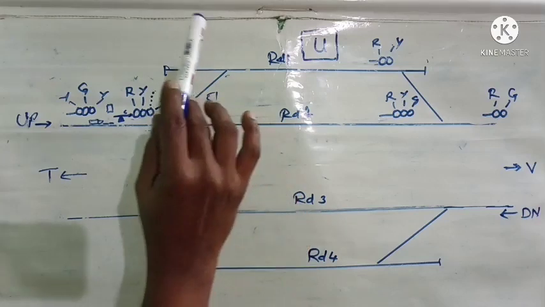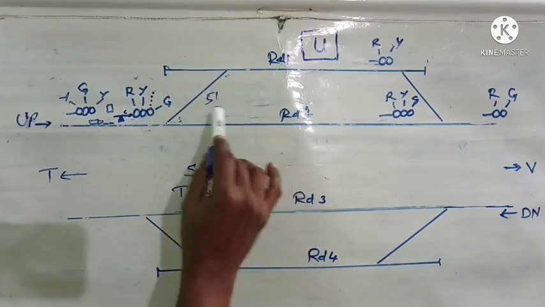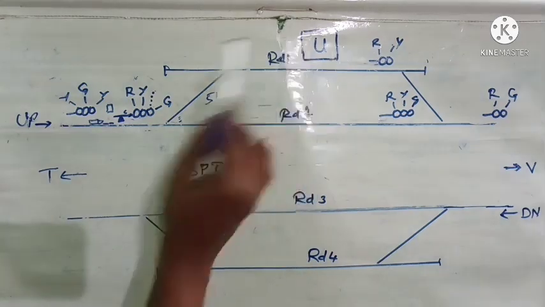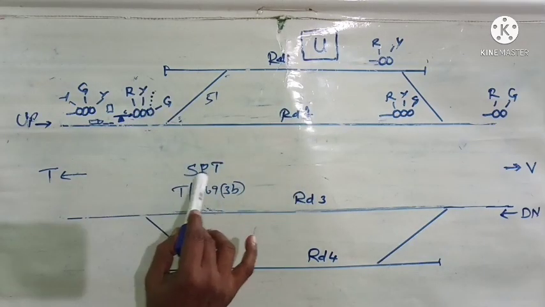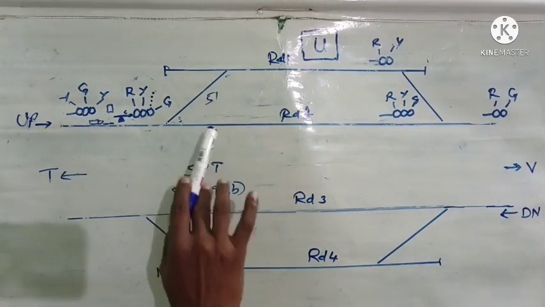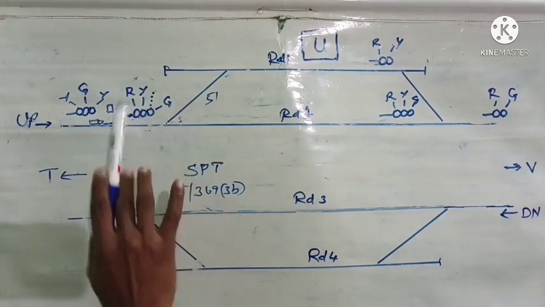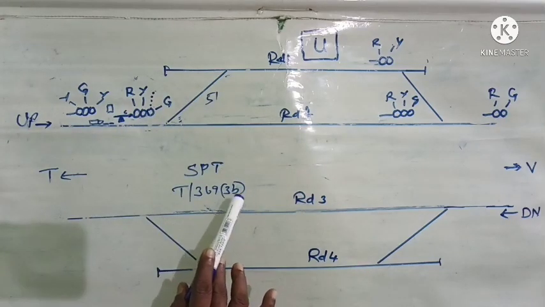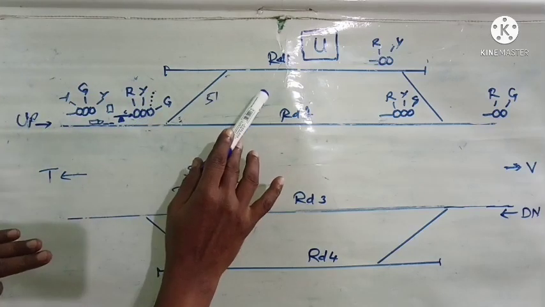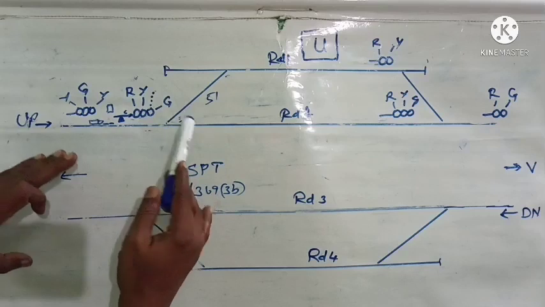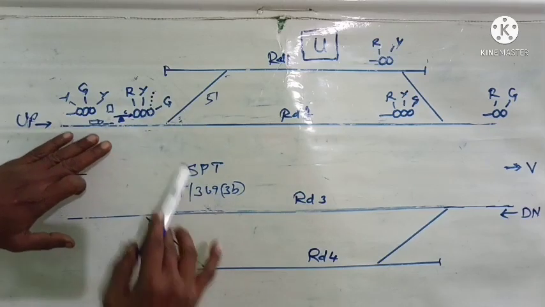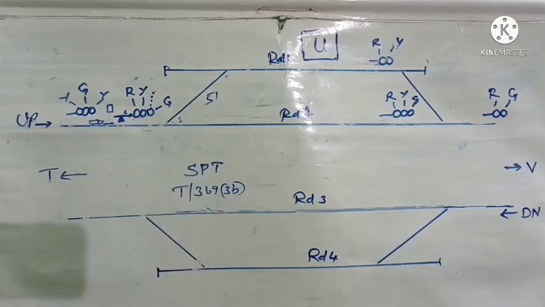But even then, the first train during failure should be received on T bar 369 3B. The next train can be received on SPT, and thereafter any train can be received on SPT. But the first train during failure should be received on T bar 369 3B. That is, when home is failed, we will try for calling on signal, and if calling on signal is not there or failed, the first train should be received on T bar 369 3B, and from the next train onwards we can receive on SPT.